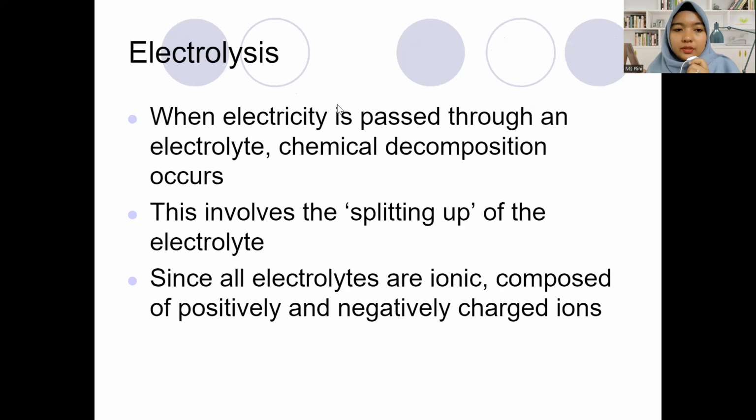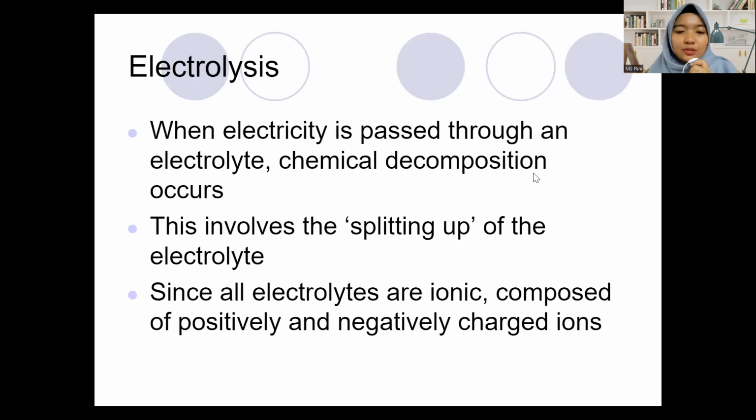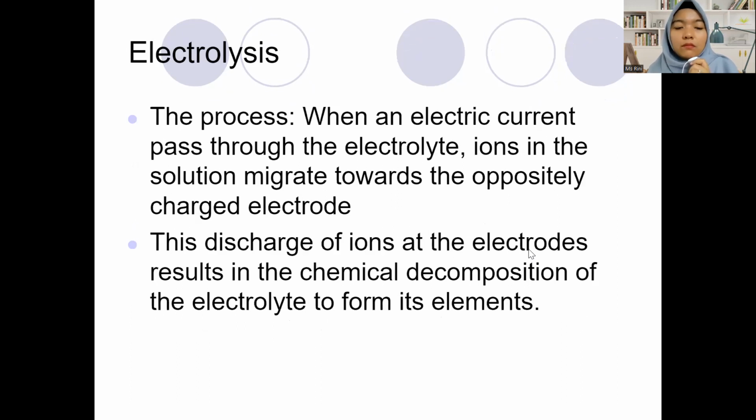So in electrolysis, when electricity is passed through an electrolyte, chemical decomposition occurs. This involves the splitting up of the electrolyte, since all electrolytes are ionic, composed of positively and negatively charged ions. When an electric current passes through the electrolyte, ions in the solution migrate toward the oppositely charged electrode. The discharge of ions at the electrodes results in the chemical decomposition of the electrolyte to form its elements.